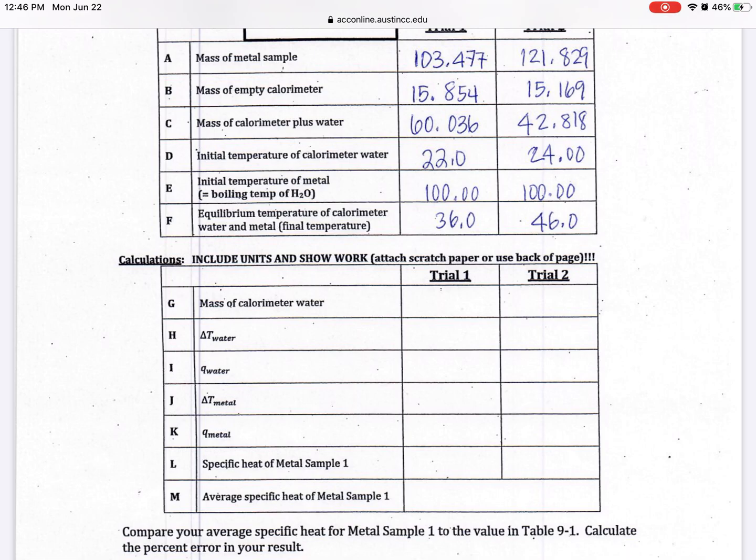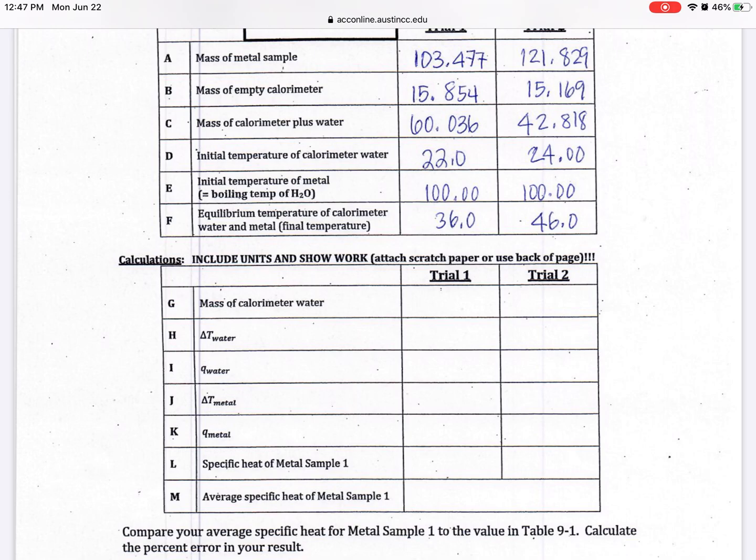100, which is E. So F minus E will give you the delta T for the metal. Okay, and then K is going to be Q metal. How do we find Q metal? Meaning heat lost by the metal.